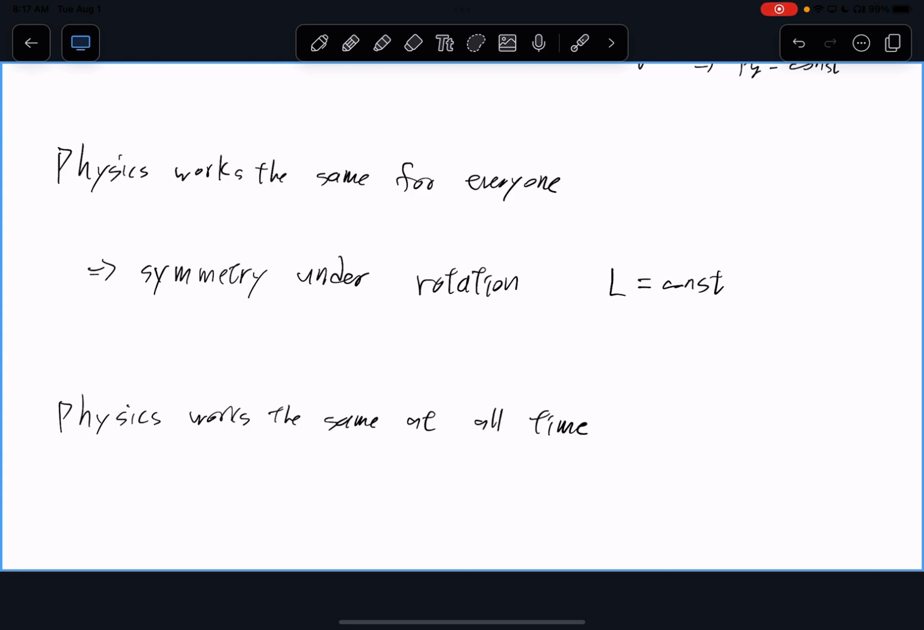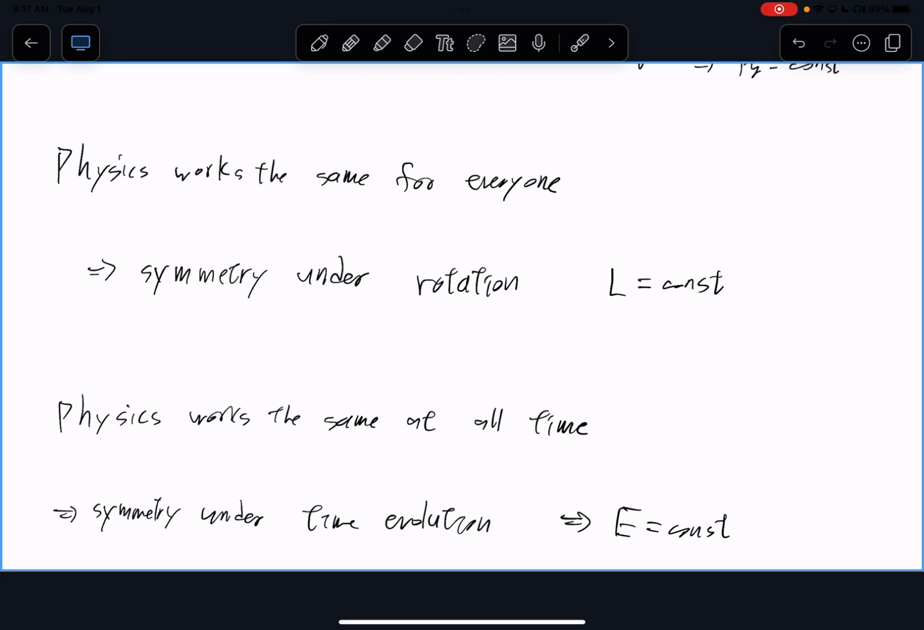So this corresponds to symmetry under time evolution, which tells you that energy will be conserved. So that is Noether's theorem.